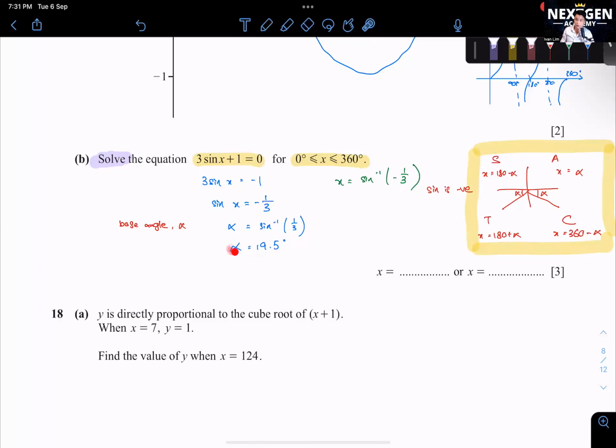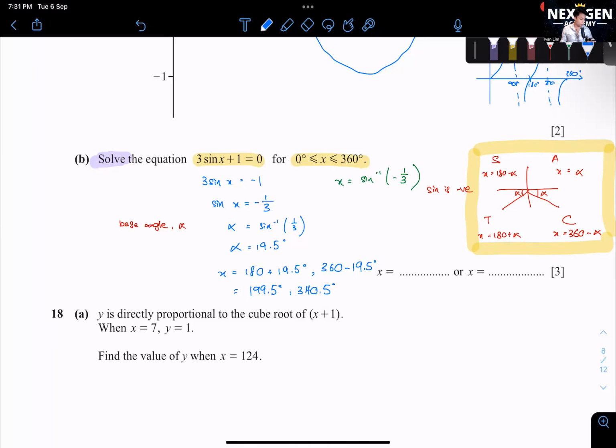So I have found my alpha already. My alpha here is the base angle. Since it is in the third quadrant and the fourth quadrant, my X value here will be 180 plus 19.5 degrees and 360 minus 19.5 degrees. You learned this in school, right? Because this is part of your syllabus already. Last time, I think this part was not included in the older syllabus. So you all need to know this. So you just calculate this.